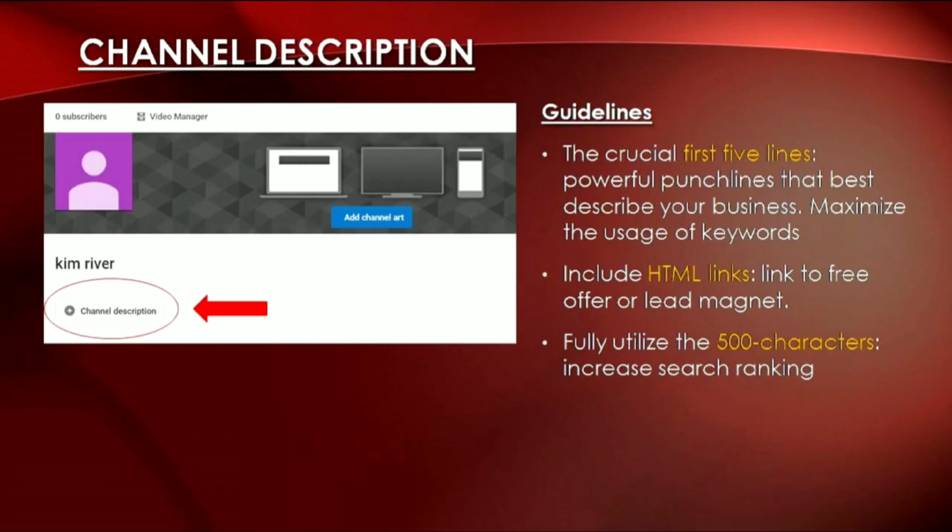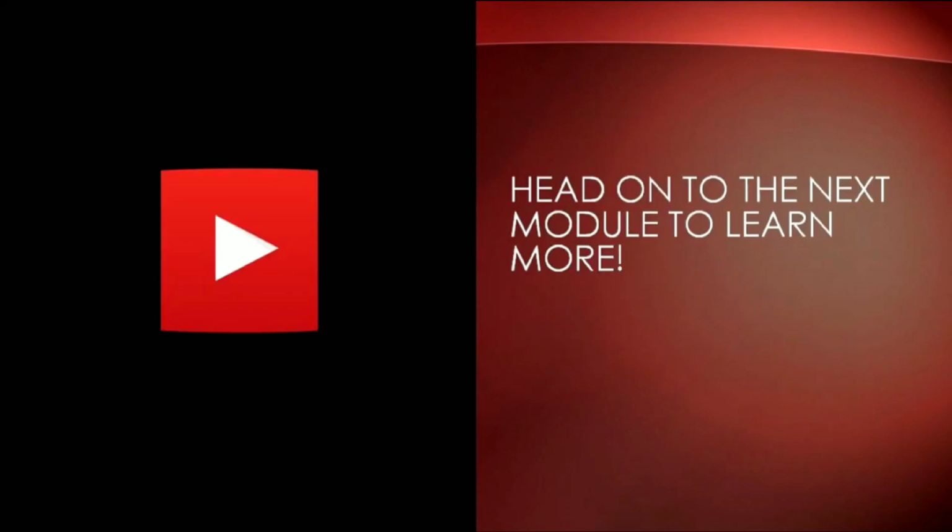YouTube gives you 500 characters to write in your description box. Use each one to the fullest. Treat it like a little blog post and leverage it to the greatest value in order to increase your search ranking, not just on YouTube search, but also on other search engines connected to YouTube. Don't waste your credit.